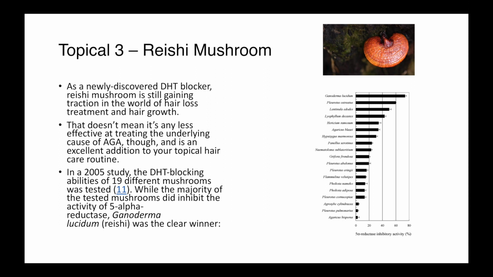There was a 2005 study done, and the DHT blocking abilities of 19 different mushrooms were tested. Whilst the majority of the tested mushrooms did inhibit the activity of 5-alpha reductase, Reishi was the clear winner, and you can see the results here, or you can check out the study yourself on number 11.